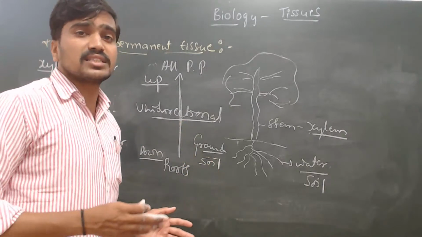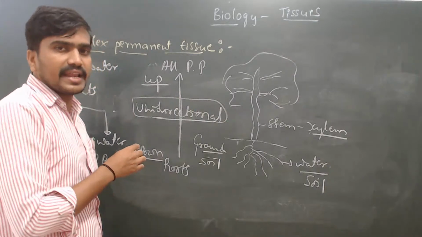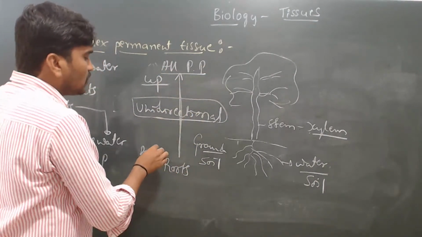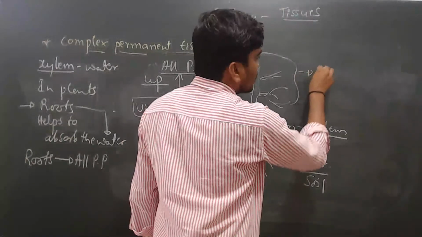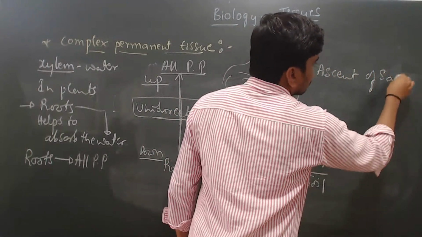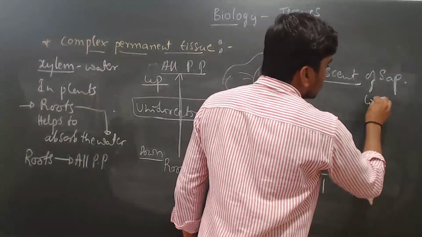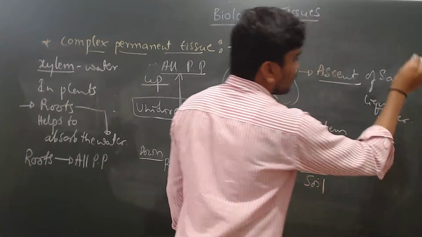In which way does it conduct the water? It is unidirectional. From where to where? From roots to all parts, means from down to upward. Here another process is there that we call ascent of sap. Ascent means upward movement, sap means a liquid tissue fluid. Here commonly we know it as water.